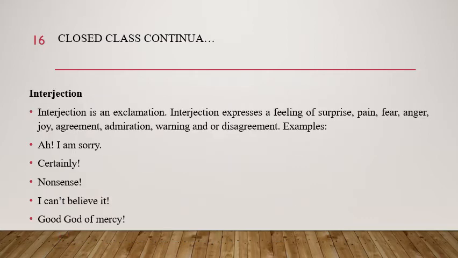Interjection, which is an exclamation. Interjection expresses a feeling of surprise, disbelief, pain, fear, anger, joy, excitement, agreement, admiration, warning, and or disagreement. For example, I'm sorry. Certainly. Nonsense. I can't believe it. Good gracious me.